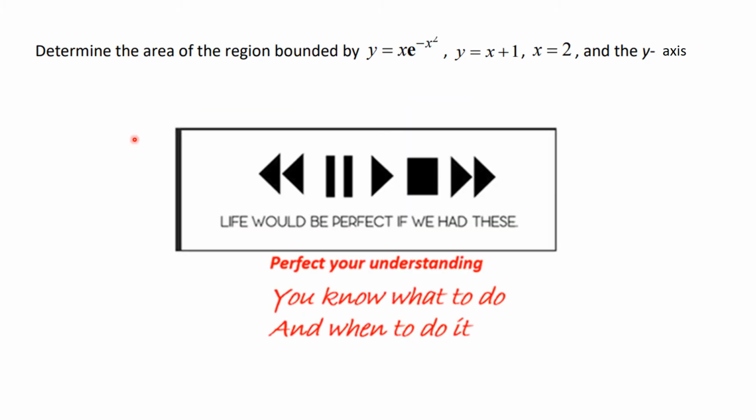Let's do another problem. Here we're to determine the area of the region bounded by y equals x e to the minus x squared. It doesn't show up very well, but it is minus x squared. This is the line y equals x plus 1. That is the vertical line x equals 2, and again, the y-axis. You know what to do and when to do it. Let's see how you did.